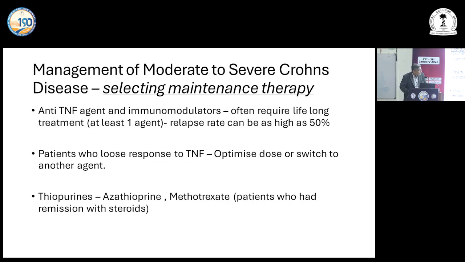And how do we maintain? Very similar to UC, anti-TNF agents and immunomodulators in combination work quite well. If the patients are well controlled, we usually try to switch to only one medication, and they need to continue long term, because if you stop this medication, the relapse rate can be as high as 50%. And patients who lose response to TNF, we switch. We go from one agent to the other, or increase the dose depending on that. Again, thiopurines, azathioprine and methotrexate are often required.